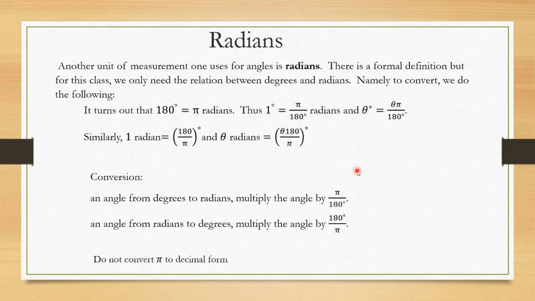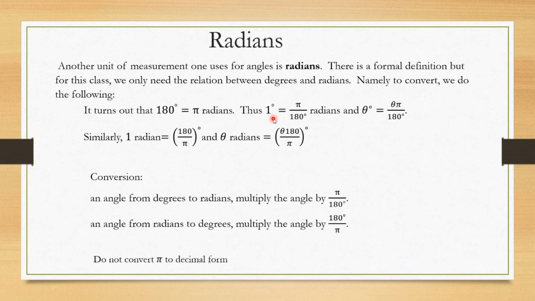All right. Now, again, the formal definition of what a radian is, I didn't write it out, mostly because for now it's really not that important. But what is important is knowing how to convert between degrees and radians. It actually turns out that 180 degrees turns out to be the same as pi radians. 180 degrees turns out to be pi radians.